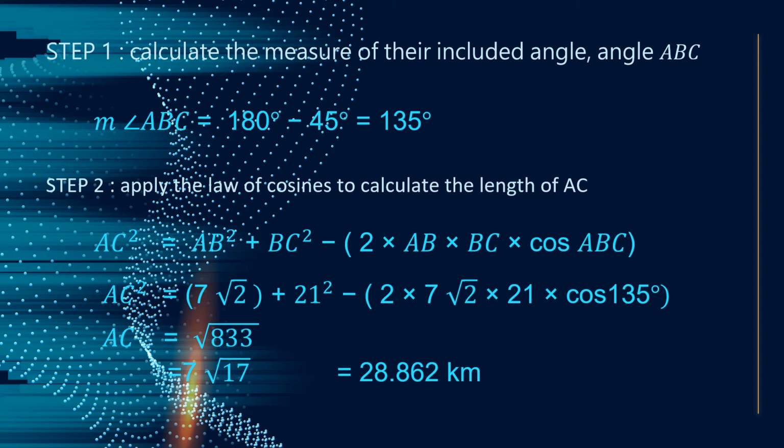You're form 4 now. So next, for AC square, you just need to substitute all the numbers you have seen in the diagram there, at AB, BC, everything. And for cos ABC, just put 135 degrees there. Then we'll get AC equals square root of 833. So then we'll get 7 root 17. Don't forget to change the answer to decimal points, which is 28.862 kilometers. That's what you will get if you have the correct answer.